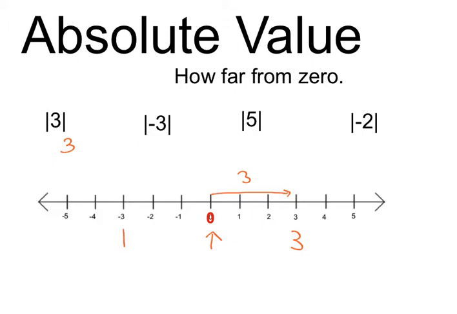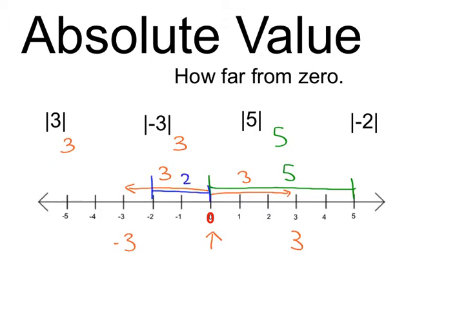Negative 3 on the number line is located to the left 3 from 0. So its distance from 0 is 3. So the absolute value of negative 3 is 3. 5 has a distance of 5 away from 0. So its absolute value is 5. And negative 2 has a distance of 2 away from 0. So the absolute value of negative 2 is 2. In general, the absolute value being the distance from 0, you can take the number and ignore the signs.